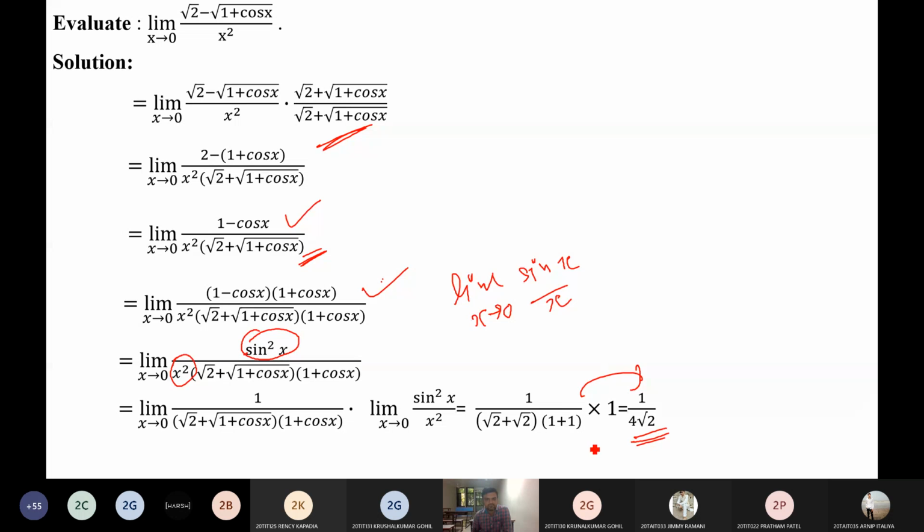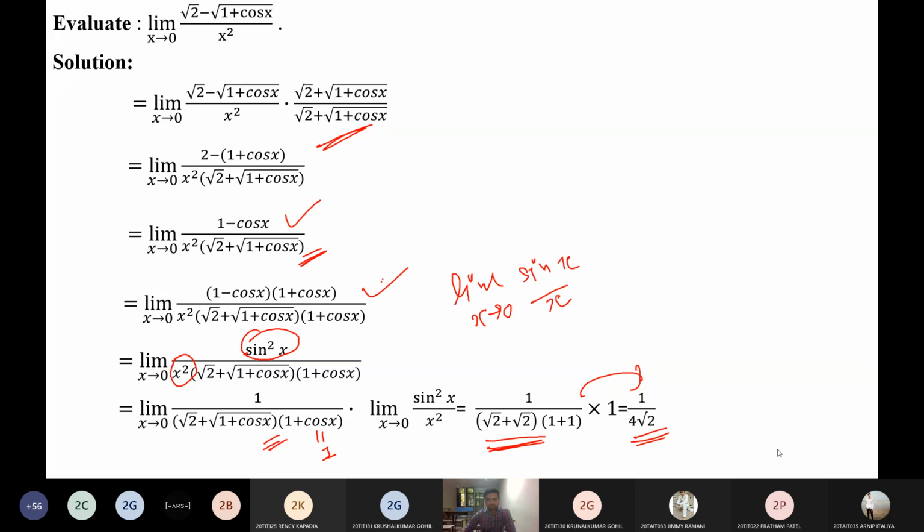Is there any confusion in this example? No, sir. Last term, yes, I will repeat it. Under root 1 plus cos x, how did it become root 2? It is 1 plus cos 0. Cos 0 means 1. So root 2 plus root 2 into (1 plus cos 0). Cos 0 means 1 again. So 1 plus 1 is 2. So we have this step. Now any problem?